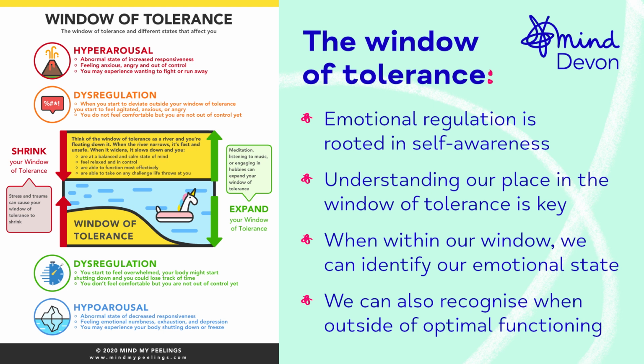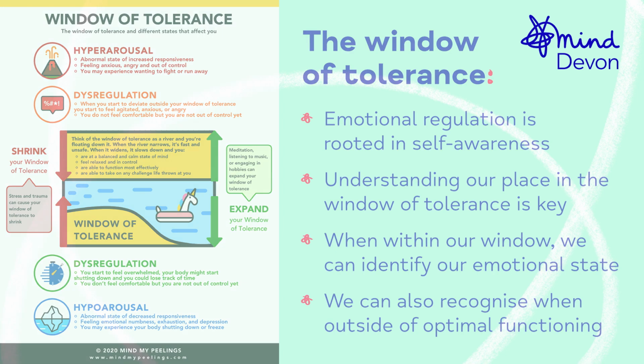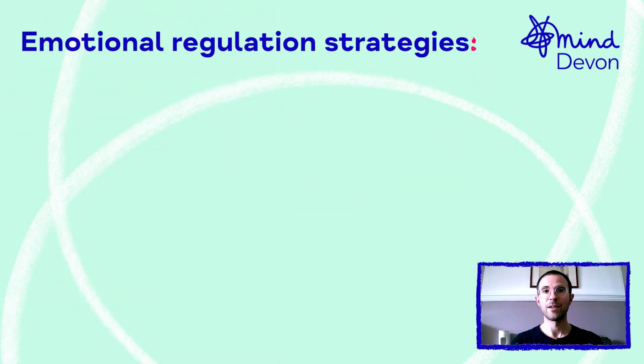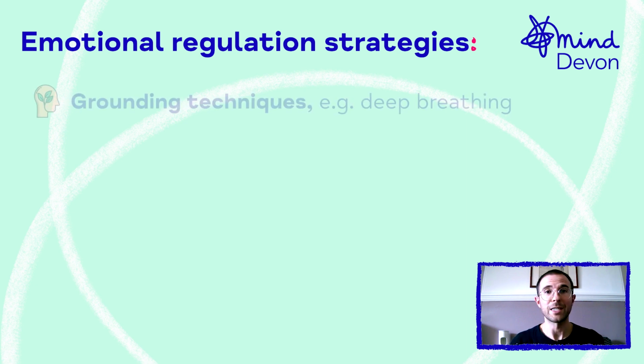For instance, if we start to experience heightened emotions like anger or anxiety, indicative of moving into hyperarousal, or feelings of numbness and detachment, indicative of moving into hypoarousal, we are becoming dysregulated. It is here that emotional regulation strategies come into play, when we recognize that we are moving out of our window of tolerance. These strategies can include grounding techniques.